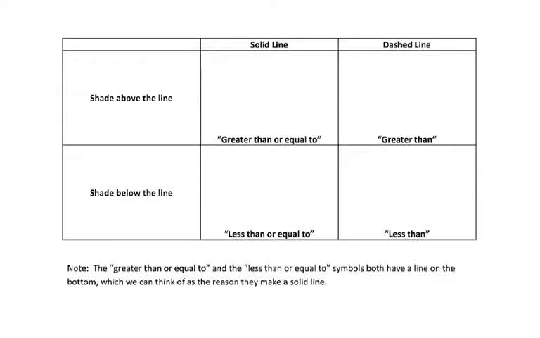So, if it is greater than or equal to, we have a solid normal line, and then we shade above the line. And you're going to see what above the line means here in a minute. Greater than is a dashed line but shaded above it. Less than or equal to is a solid line shaded below the line. And less than is a dashed line shaded below the line.